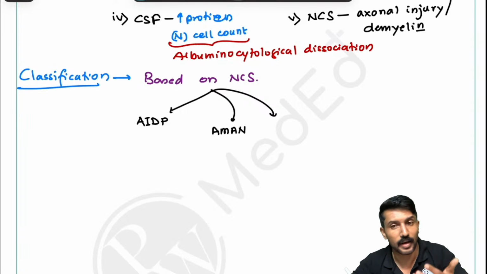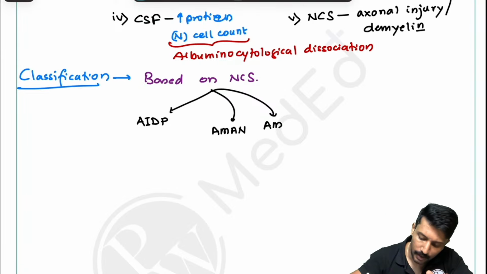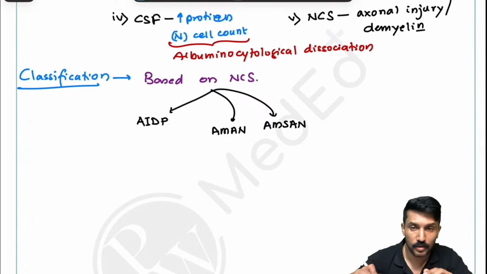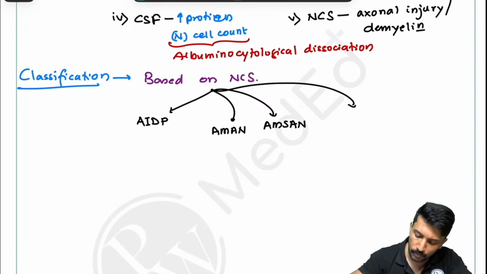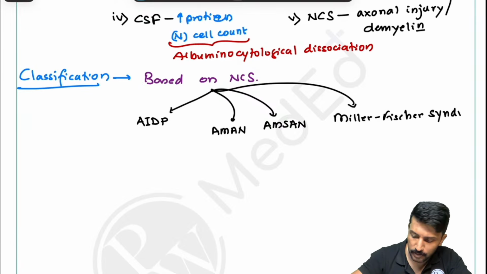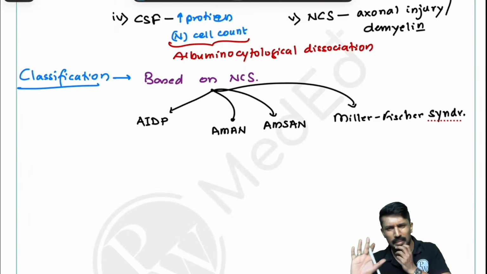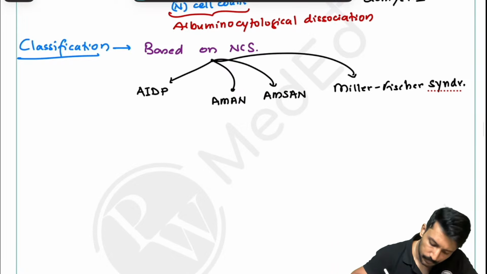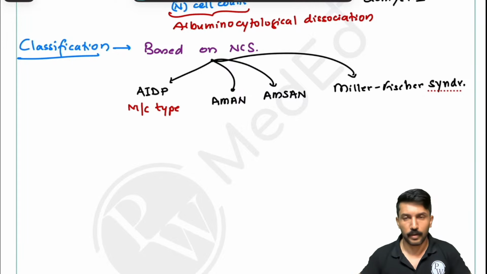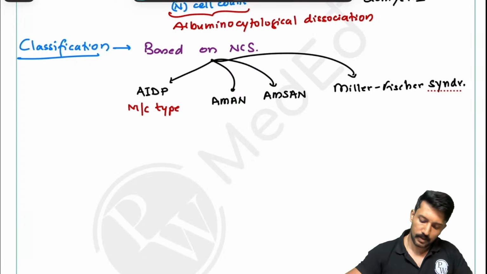That means injuries to the axon. Another is AMSAN, acute motor and sensory axonal neuropathy. That means both motor and sensory are affected. And then we have one more variant called Miller-Fisher syndrome. My spelling may be wrong for Fisher, but the pronunciation is Fisher, Miller-Fisher syndrome. AIDP is the most common type. Miller-Fisher is relatively rare. AMAN and AMSAN are relatively rare.